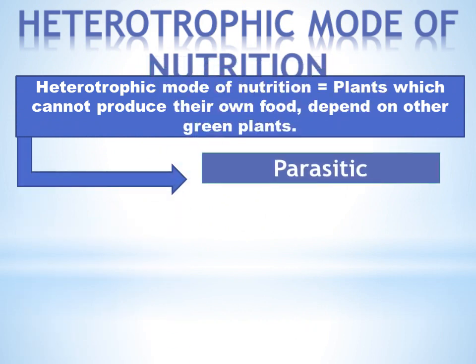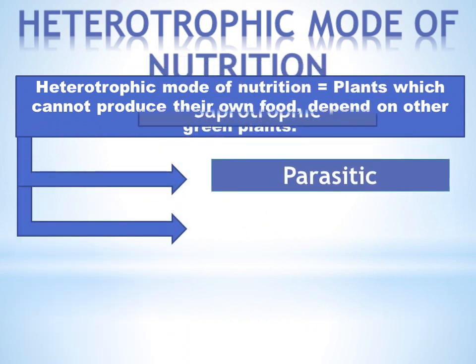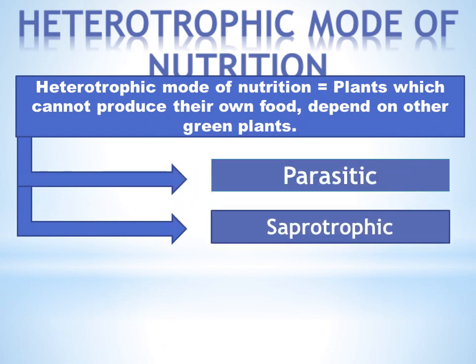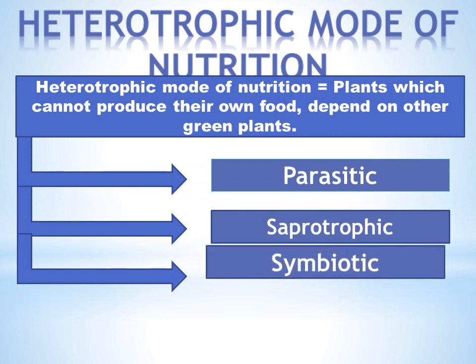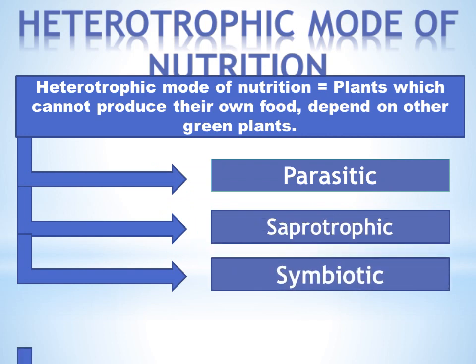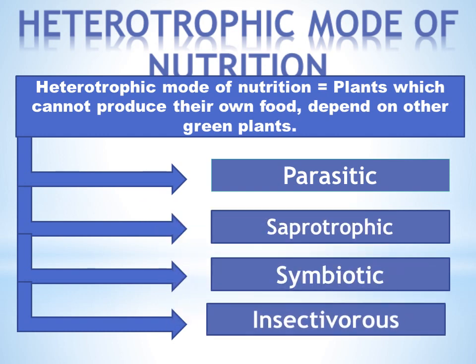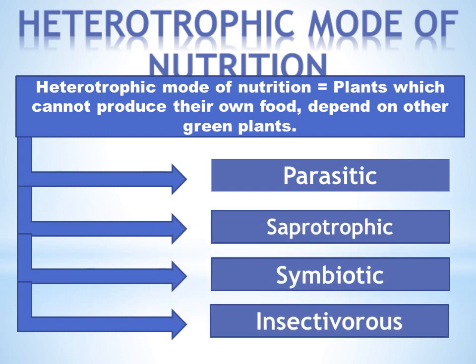They are parasitic plants, saprotrophic plants, symbiotic plants, and insectivorous plants. Today we will be looking at two types of heterotrophic plants, that is symbiotic and insectivorous plants.